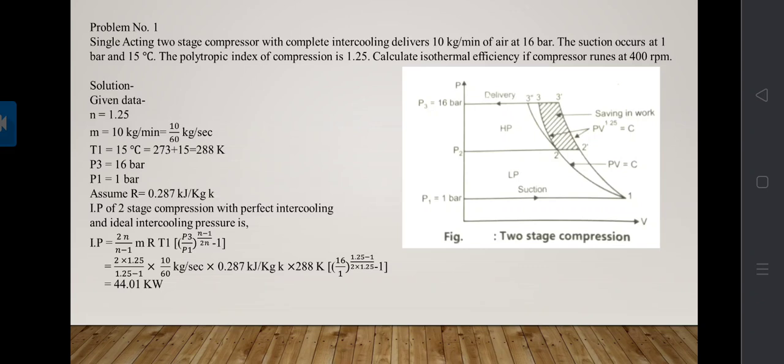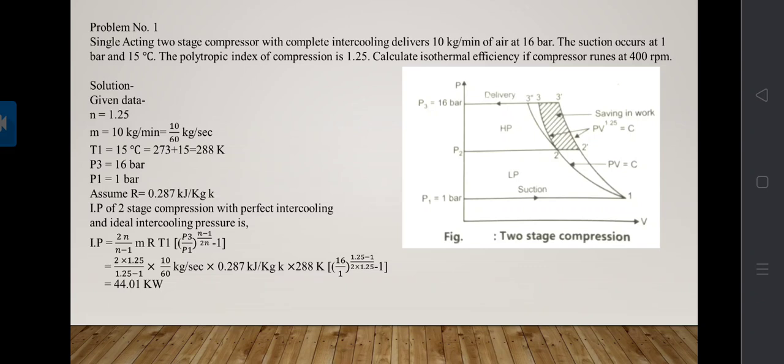Then P3 is equal to 16 bar and P1 is equal to 1 bar. Here the value of R, the gas constant or air constant, we assume is 0.287 kilojoule per kg Kelvin. So we have to calculate the isothermal efficiency, and the formula for isothermal efficiency is isothermal power divided by indicated power. For the first stage, we have to calculate the indicated power.